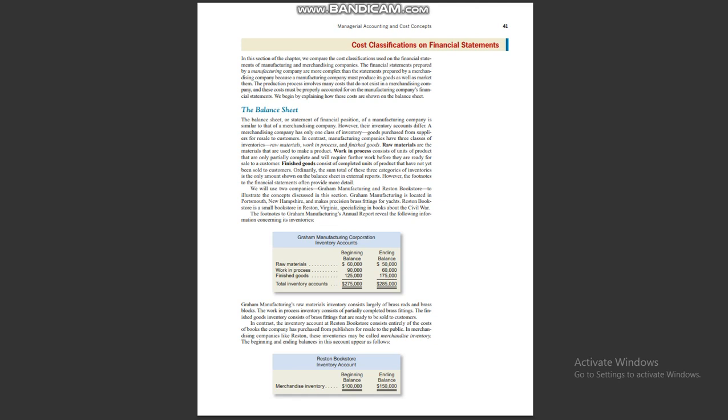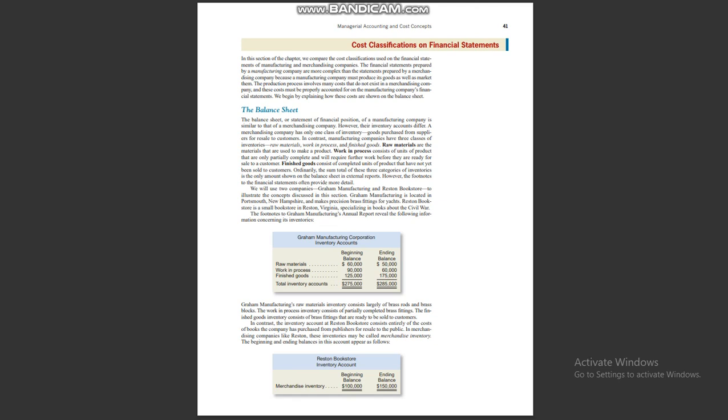Ordinarily, the sum total of these categories of inventories is the only amount shown in the balance sheet in external reports. However, the footnotes to the financial statements often provide more details.